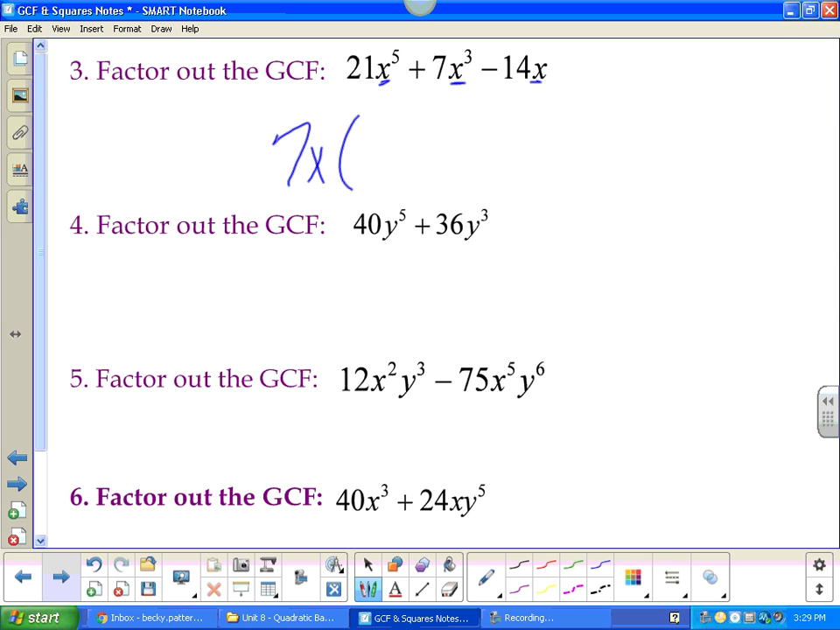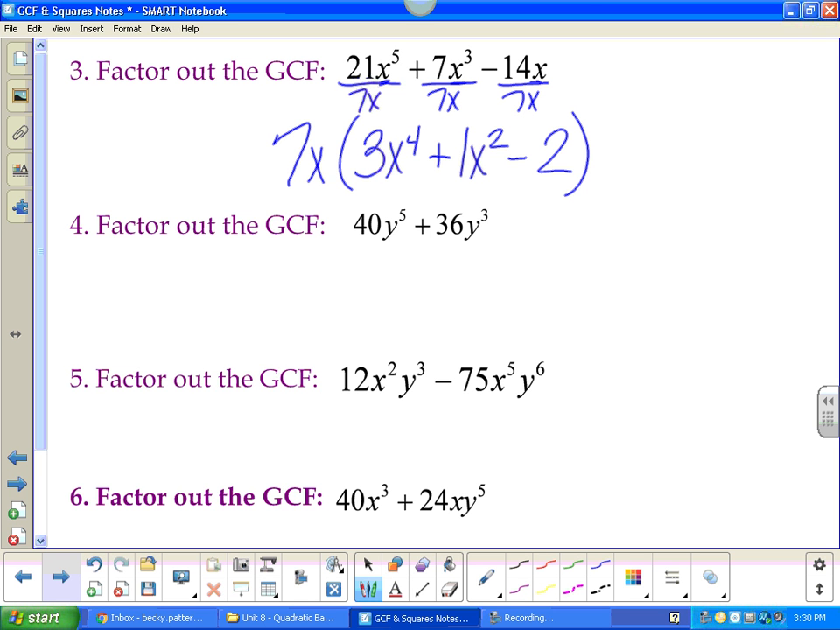So now I'm going to write what I have left over. Well, think about this. GCFing is like dividing. So if I divide each of these terms by 7x, first term would leave me with a 3, x to the fourth, because when I divide, I subtract my exponents, plus 1 x squared, minus 2, x's cancel, so I don't have any left over.